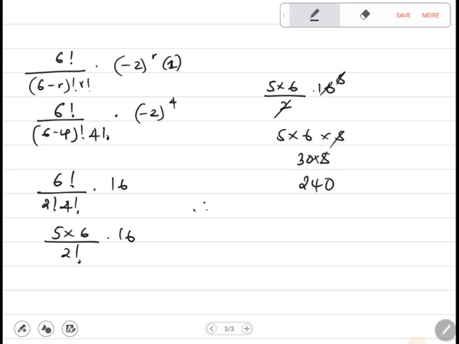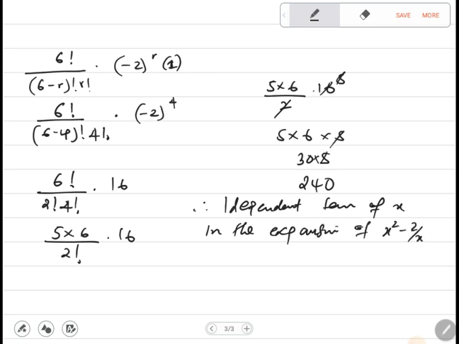You conclude. Therefore, the independent term of x in the expansion of x squared minus 2 over x, to the power 6, is 240. You're done.